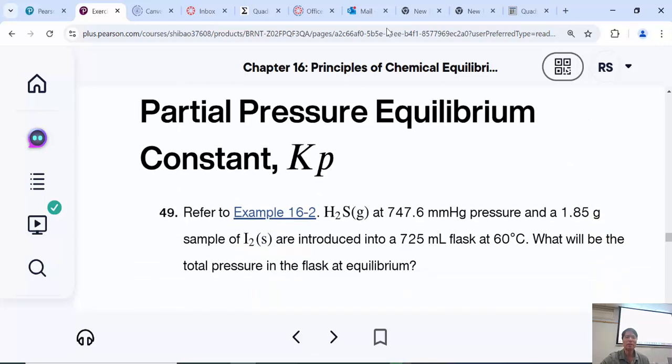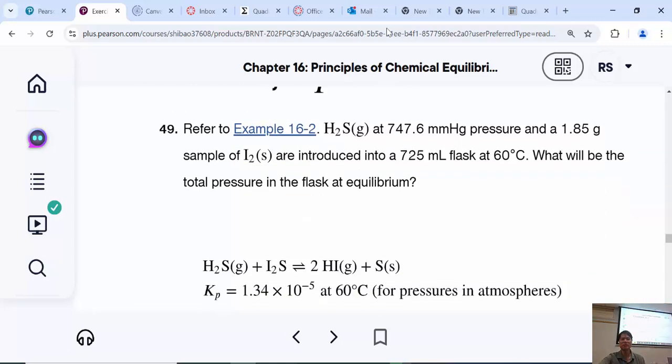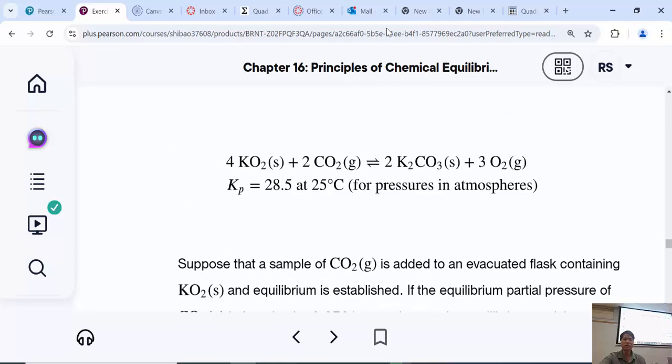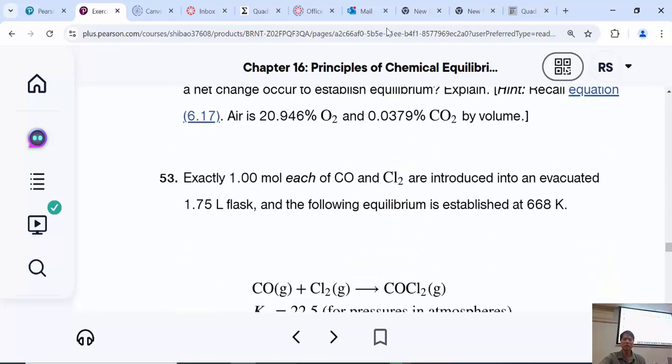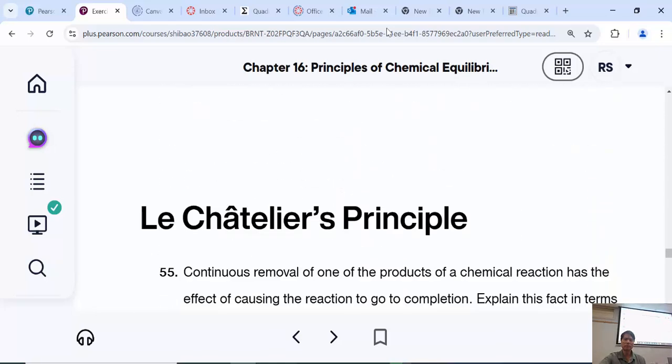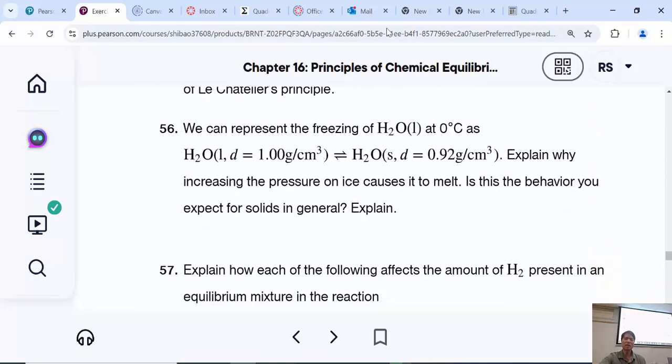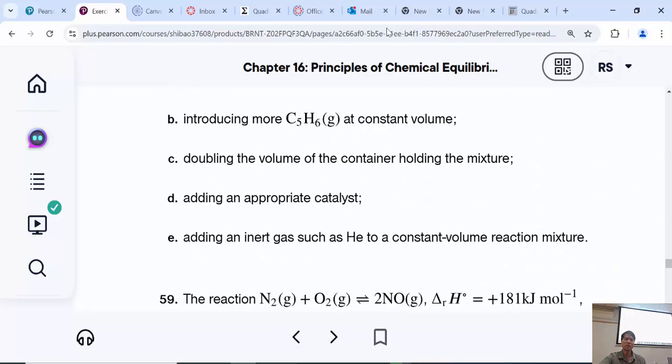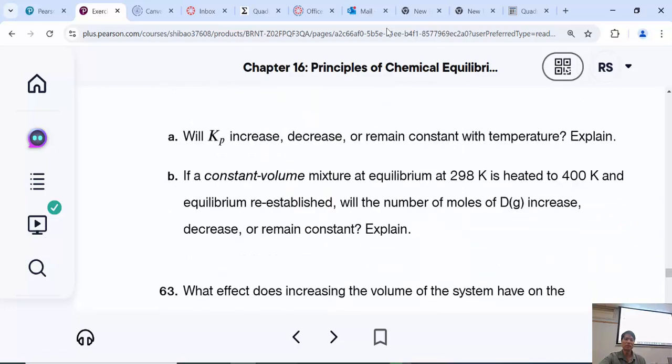And these are ICE calculations using pressures instead, Kp. This is the same thing, except rather than using molar concentrations, we use pressures, either in atmospheres or bar. Then we have Le Chatelier's principle. These are all qualitative. There are some quantitative Le Chatelier's principle problems.